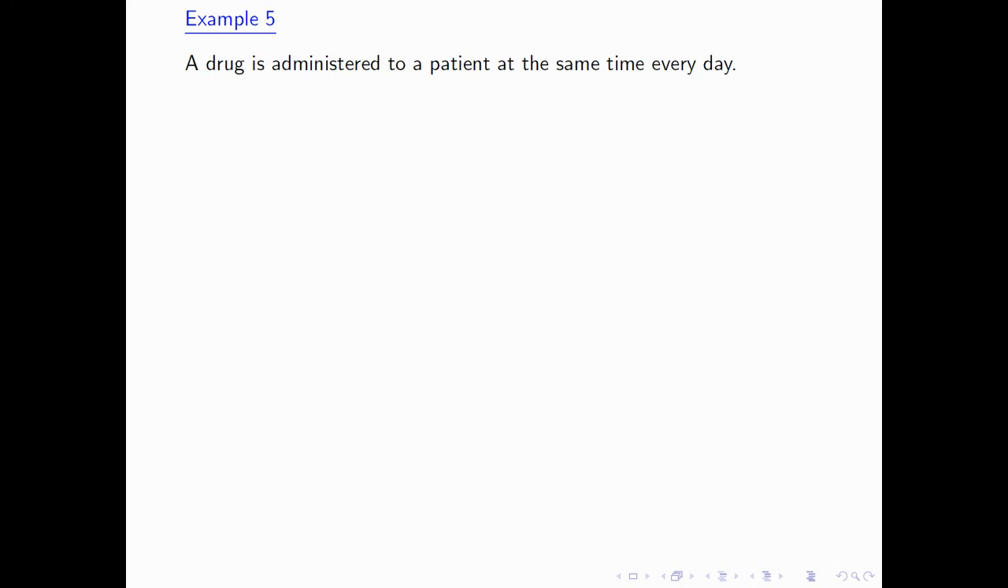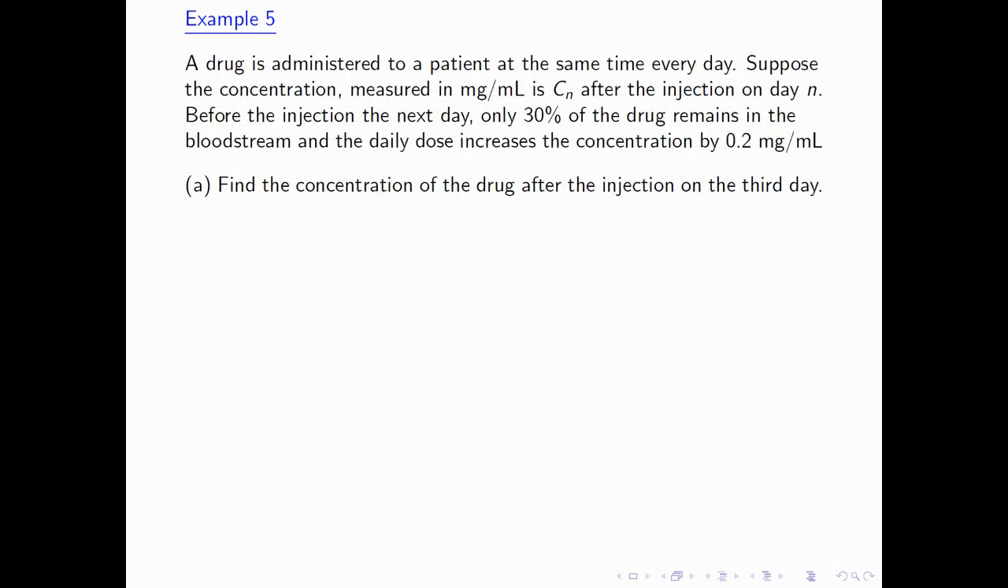Here's a slightly longer but also more interesting example. Example 5. A drug is administered to a patient at the same time every day. Suppose the concentration, measured in milligrams per milliliter, is Cn after the injection on day n. Before the injection on the next day, only 30% of the drug remains in the bloodstream, and the daily dose increases the concentration by 0.2 milligrams per milliliter.